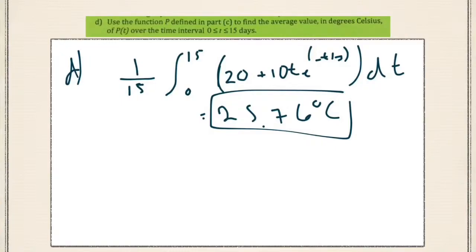Part D. Use the function p defined in part C to find the average value in degrees Celsius of p of t over the time interval 0 to 15 days. To solve this problem, we would multiply 1 over 15 times the definite integral from 0 to 15 of the p of t function, which would give us 25.76 degrees Celsius.